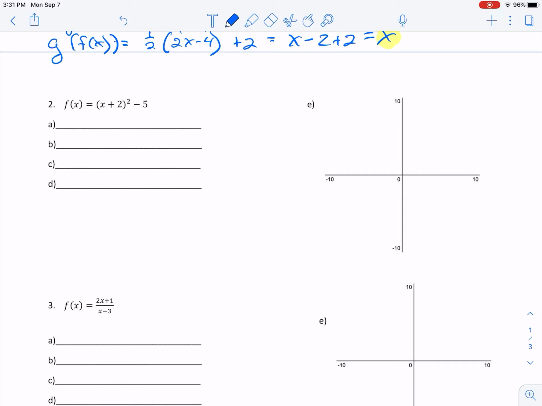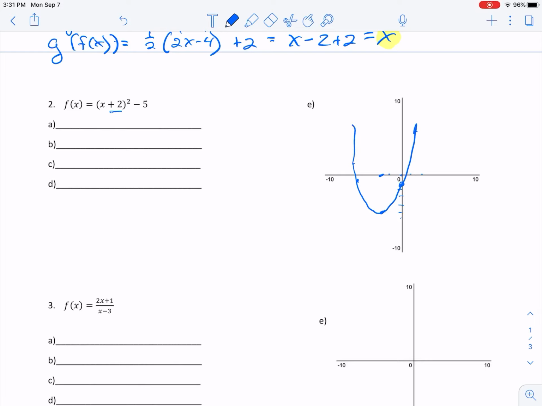Problem number 2. It's a parabola. It went left 2, 1, 2. That's right, sorry. 1, 2, and down 5. 1, 2, 3, 4, 5. So here he is. If I plug in 0, you get 4 minus 5, so it's negative 1. And so here's my parabola.